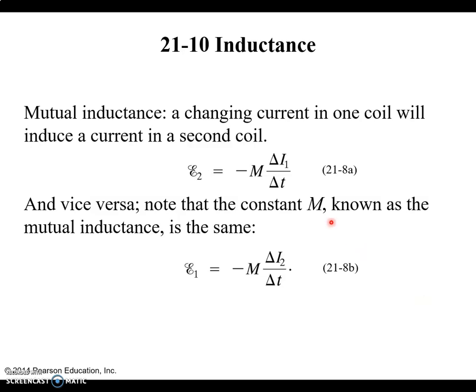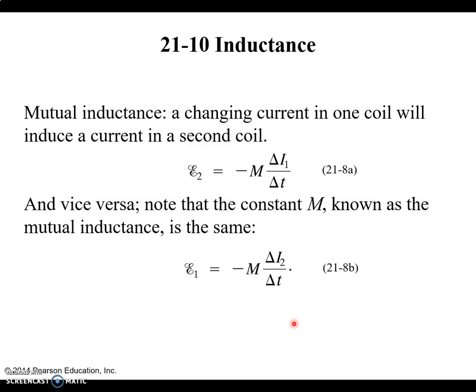The way we calculate this is that the induced EMF in the second coil is going to equal negative M, where M is known as the mutual inductance. It's a property relating the two coils to each other. And that's multiplied by the change in current in the first coil divided by the change in time. So again, the induced EMF in the second coil is equal to negative M times the change in current of the first coil divided by change in t.